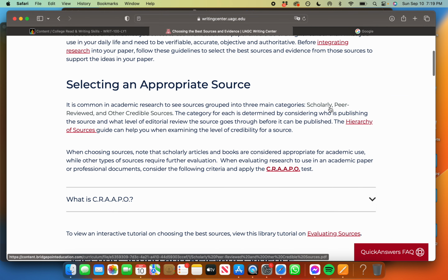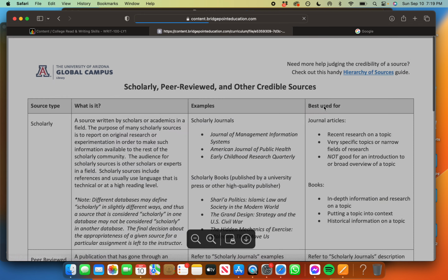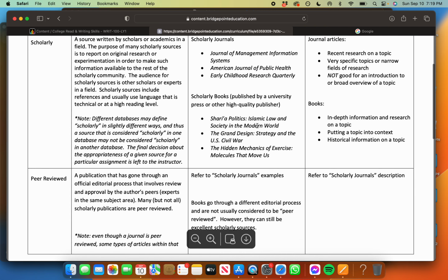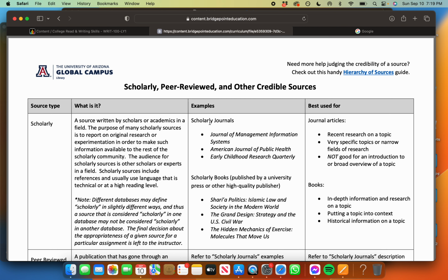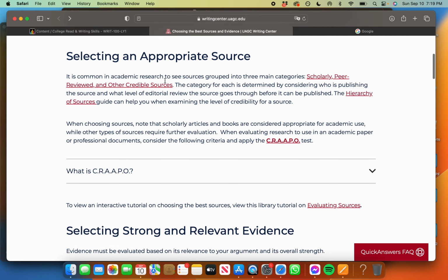Okay, so this has a lot of great resources in general, but here is an excellent one: how to choose scholarly, peer-reviewed, and other credible sources. If we go here, it gives you an actual chart for how to choose them, how to identify them, where to find them. It gives you more information about them, which is excellent.